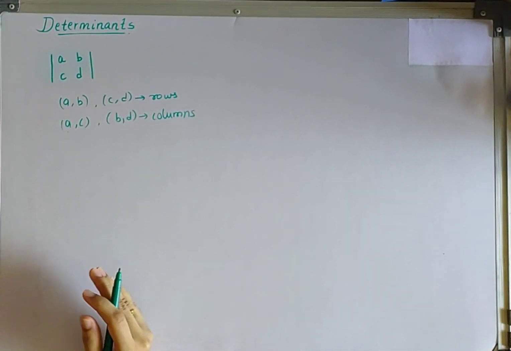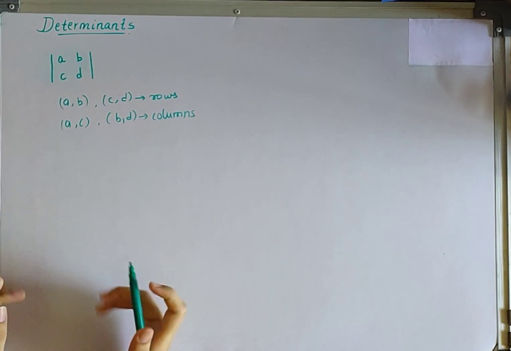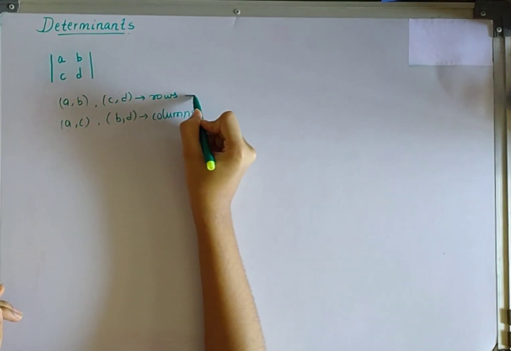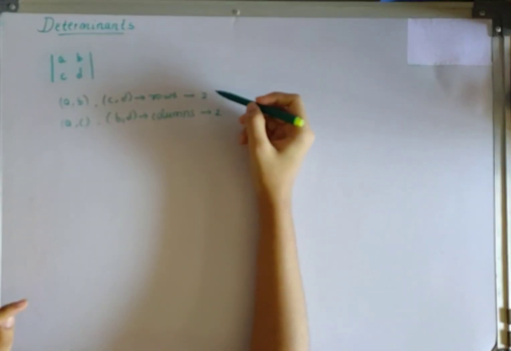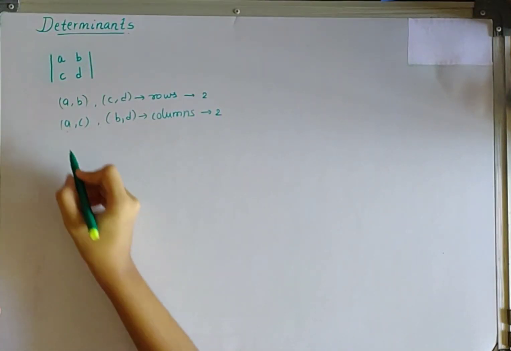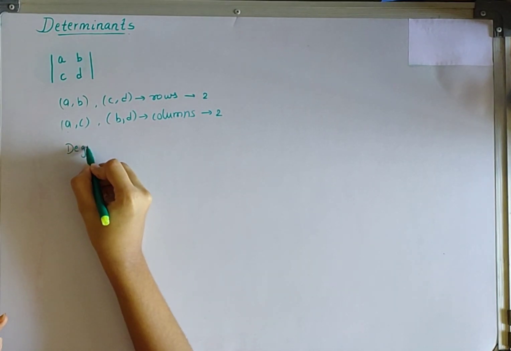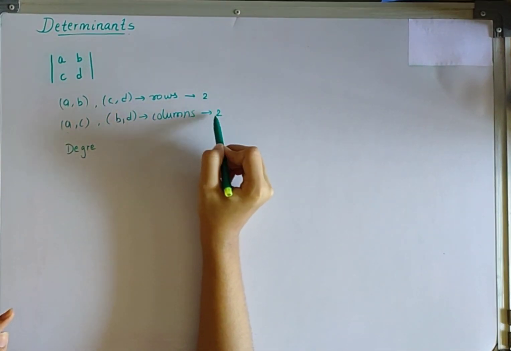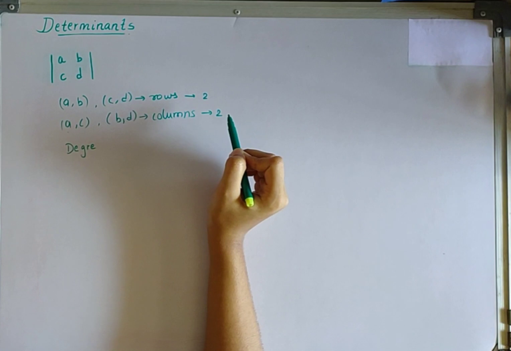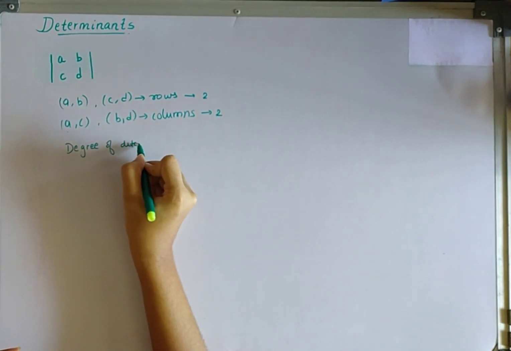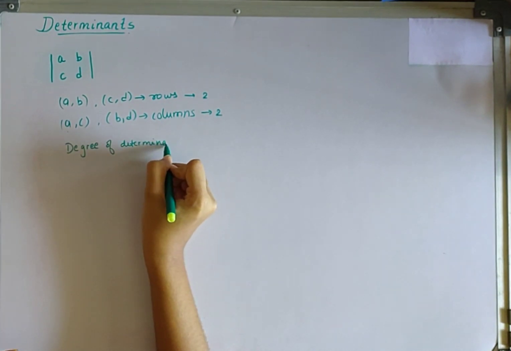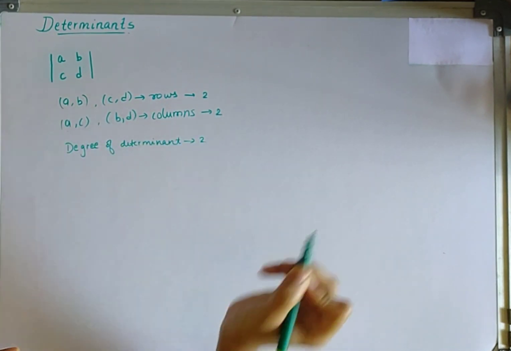Now the degree of this determinant, how do you determine that? You have two rows here and you have two columns here, that is A B, C D and A C, B D. So as you have two rows and two columns, the degree of this determinant is said to be 2. So how do you identify degrees? The number of rows or columns decides the degree of a determinant. So the degree of this determinant is 2.